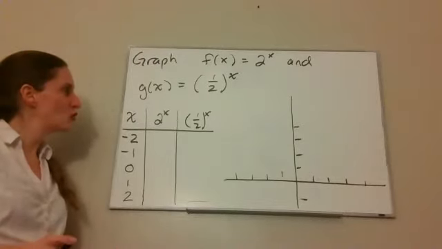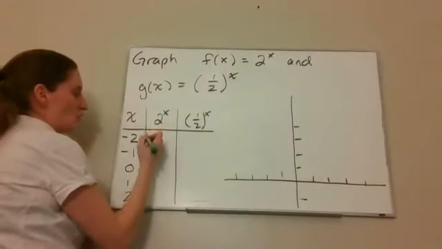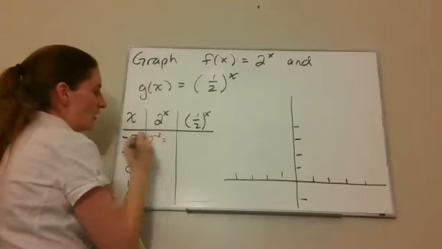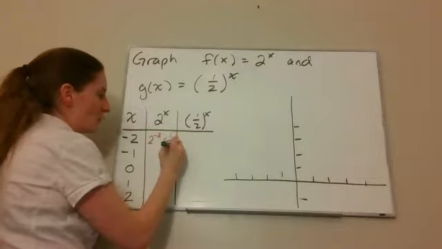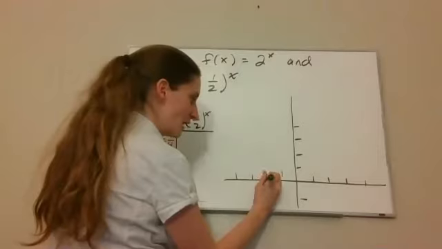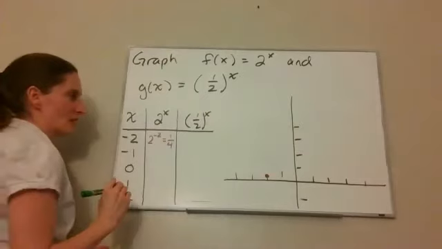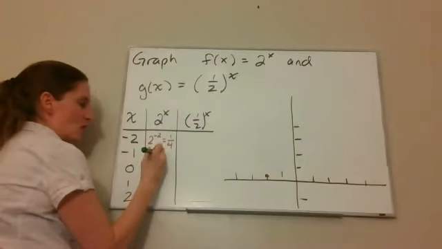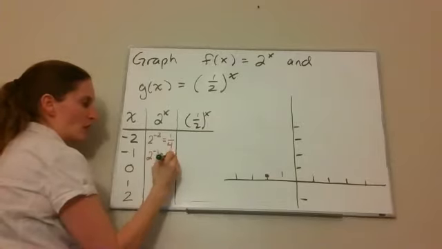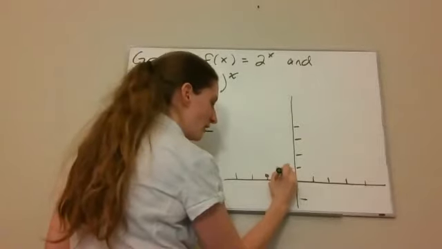And I'm going to graph 2 to the x. I'll do that one in red. So I would have 2 to the -2 power, which is equal to 1 over 2 squared. That's 1/4. So at -2, I'm going to have a point at positive 1/4. So that's right around here. It doesn't have to be perfect. 2 to the -1 is the same thing as 1 over 2 to the first. So that's 1/2. So I have a point at -1, positive 1/2.